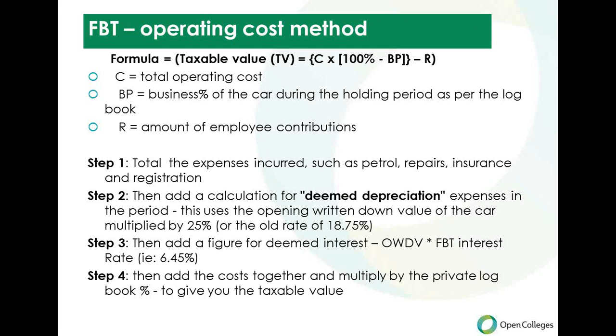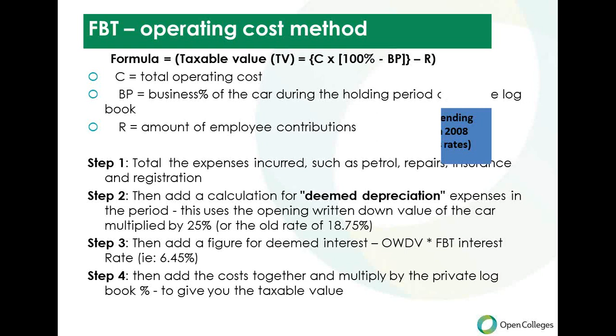Then what you need to do is add a calculation for deemed depreciation expenses. So in this case you would use the opening written down value of the car multiplied by 25%. So based on the date of purchase, we'll determine whether it's 25 or 18.75, but today 25%. You then add a figure for the deemed interest, which is, again, the opening written down value of the car multiplied by the FBT interest rate. So for example, 6.45%. You then add steps 1, 2 and 3 together, and let's say that totaled $12,000. You multiply that by 25%, so you end up with $3,000, which is the taxable value of the benefit provided.